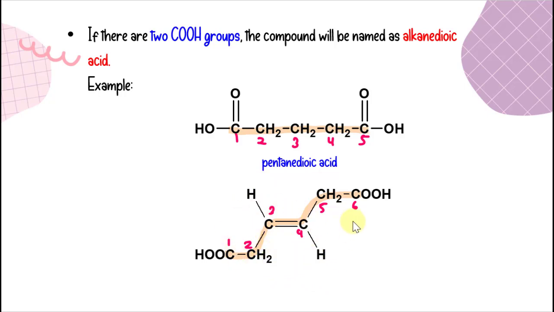So the name of this compound will be trans, because it is a trans isomer, trihexene, because the carbon-carbon double bond falls on the third and fourth carbon. So we take the lowest number, trihexene, dioic acid, because we have 2 carboxy groups on the terminal carbon.